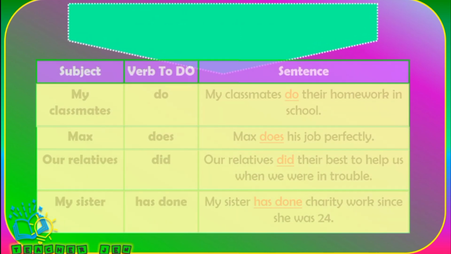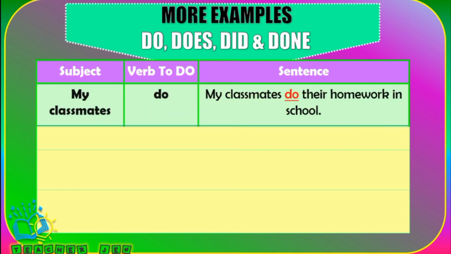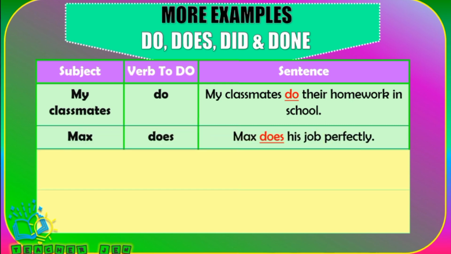Let's take more examples that use the verbs do, does, did, and done. Our first example is, my classmates do their homework in school. Our subject here is my classmates. This is a plural subject, so we use the verb to do, which is do. Next, Max does his job perfectly. Here our subject is Max and it is singular. So we must use the verb does because it is a singular verb.